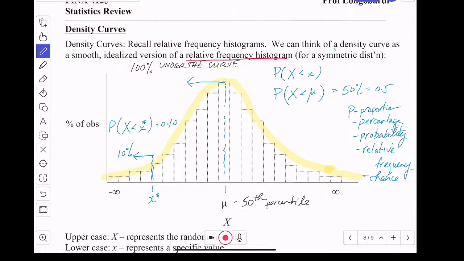Close. This is called the 10th percentile. A percentile is the value where p% of the observations are below it. So what about here? What do I call x star star? I'm not sure how you say it in Spanish, percentile.